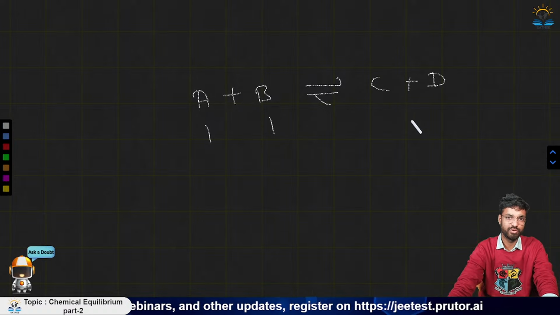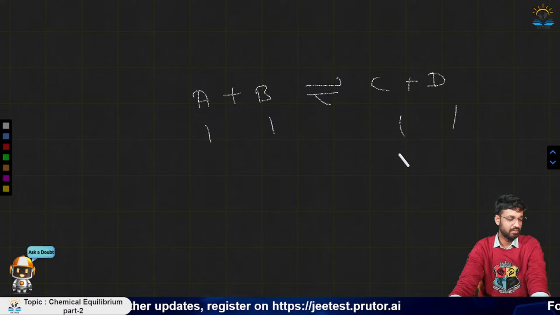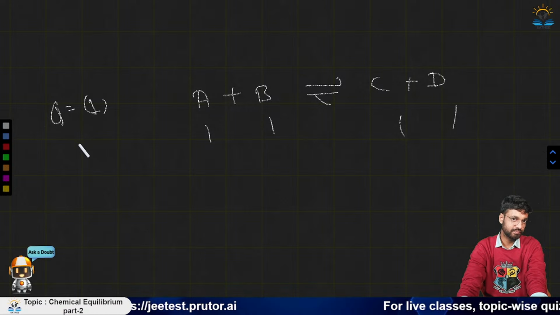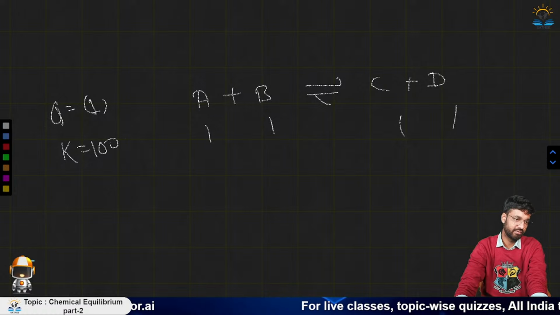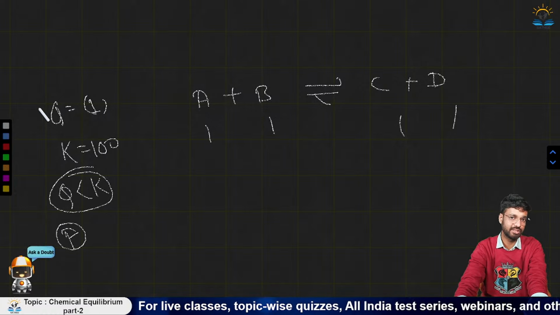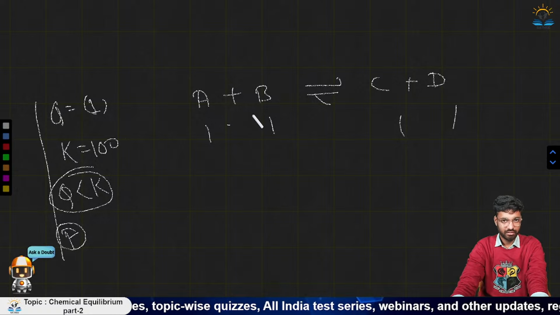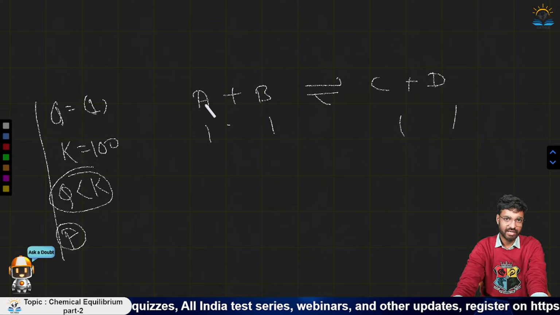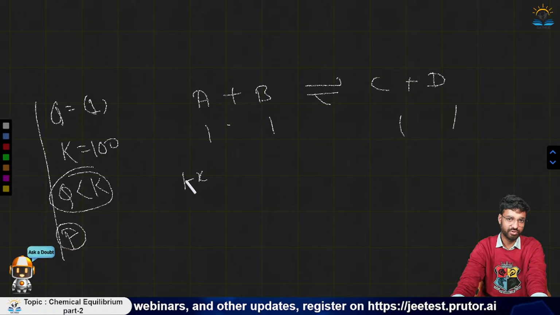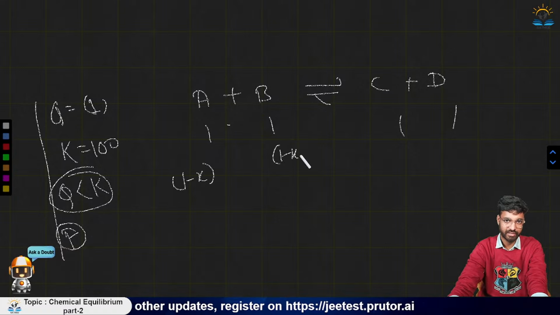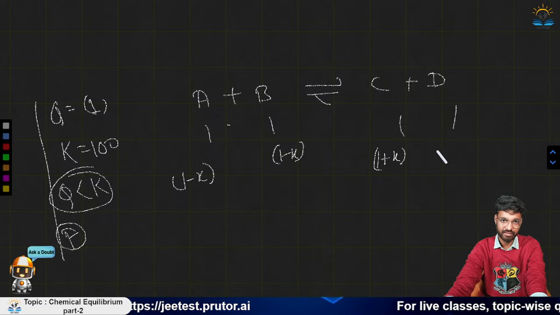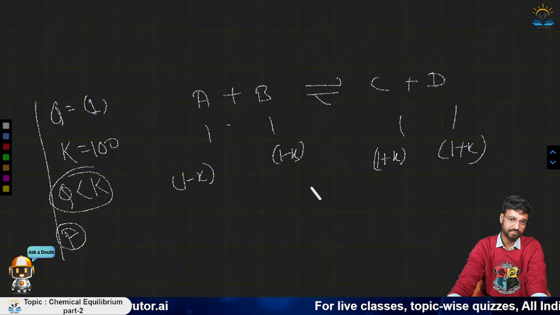Initially they have 1 mole, 1 mole, 1 mole, 1 mole. If you find Q here, it will of course be 1, and we know that K is 100. Since Q is less than K, the reaction will move in the forward direction. So A and B will be consumed and C and D will be formed. Now 1 mole reacts with 1 mole, so it will be 1 minus x and 1 minus x, and we get 1 plus x and 1 plus x.